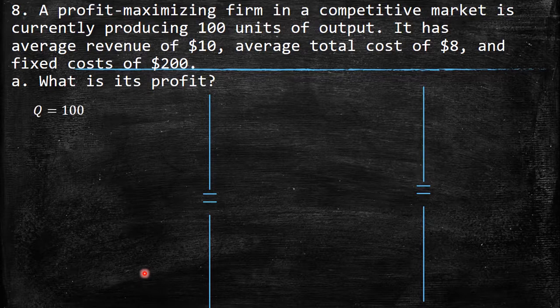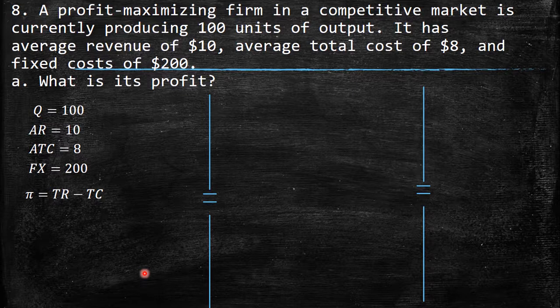Remember, first I summarize this one. The quantity is 100. The average revenue is going to be 10, and the average total cost is going to be 8. Then the fixed cost is going to be 200. Then the profit, remember, is all the money you receive minus all the money you spend, the output. This difference, if it's positive, is positive profit. If not, it's definitely losses.